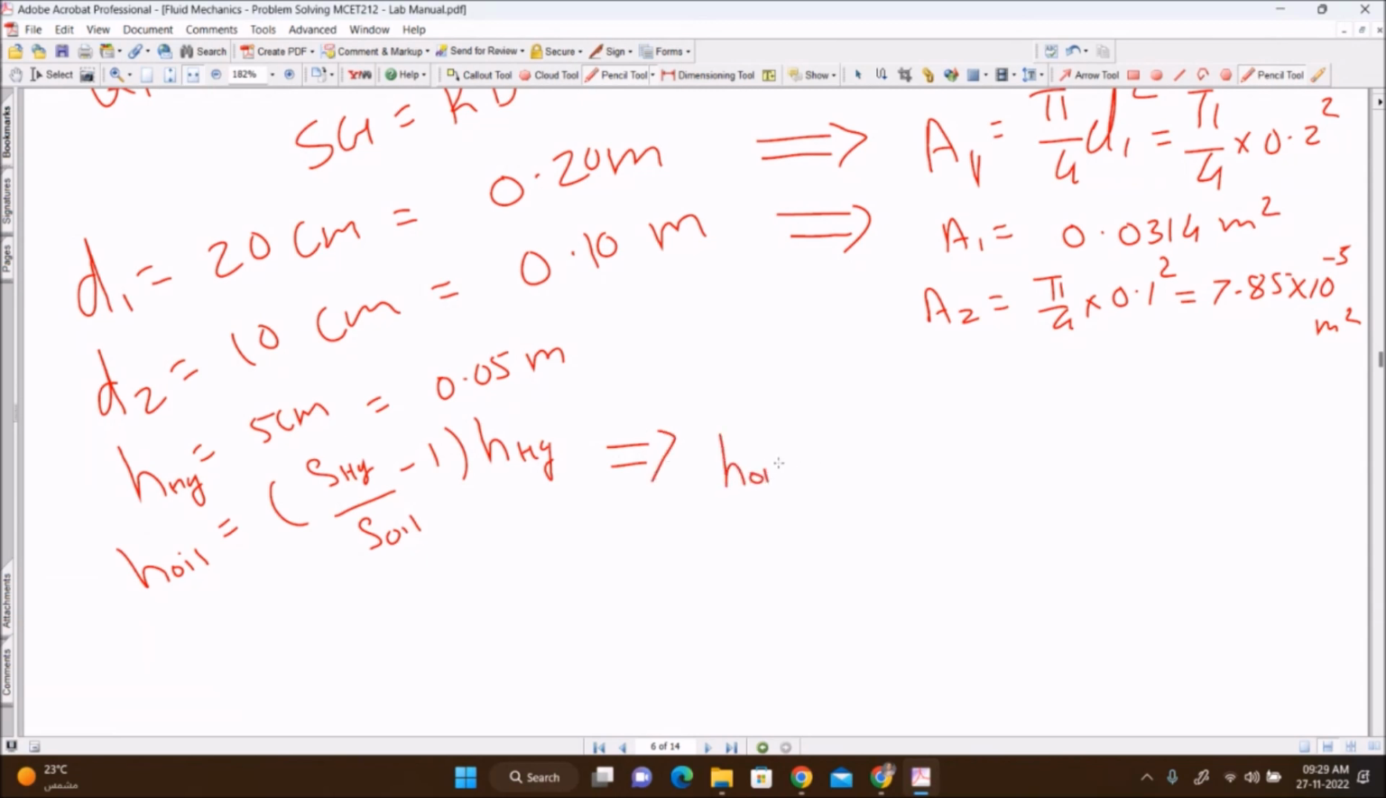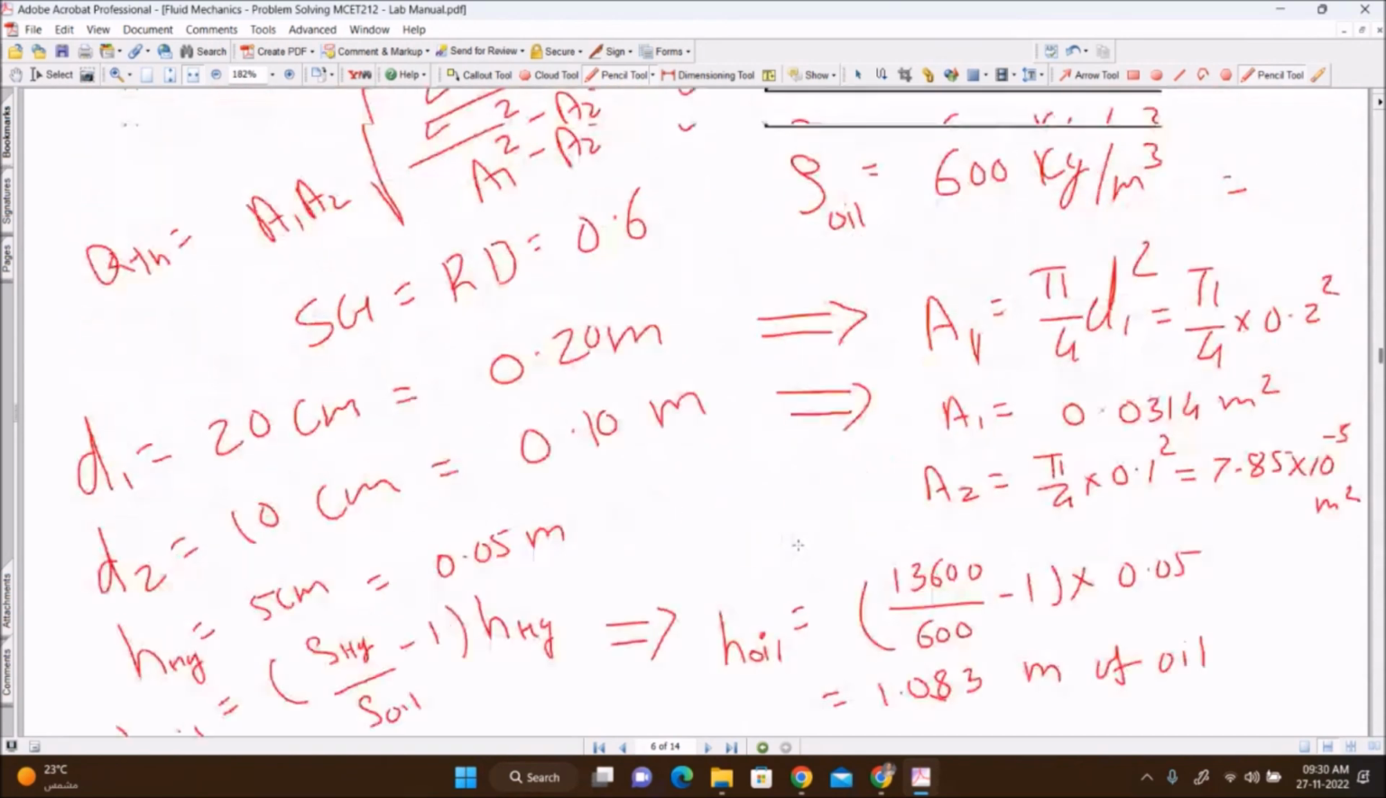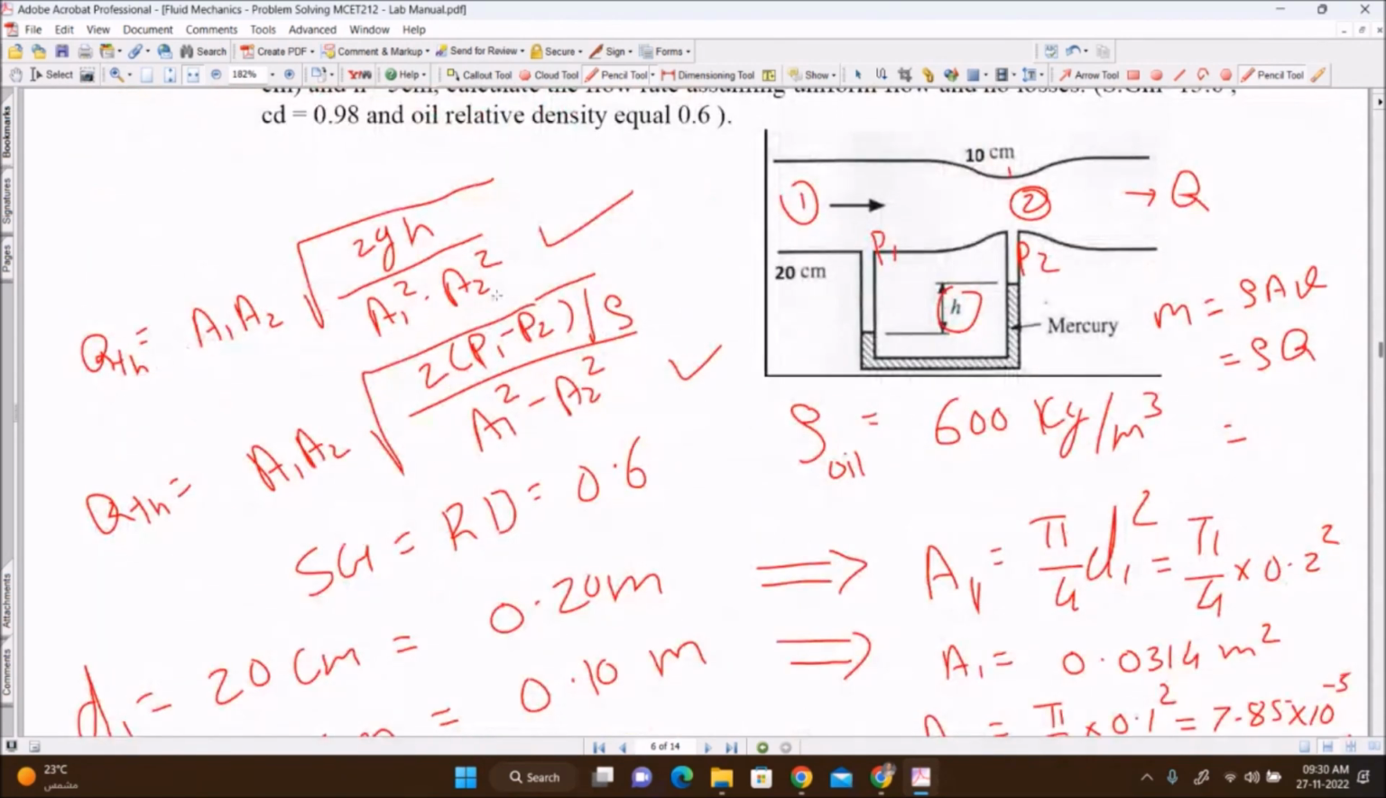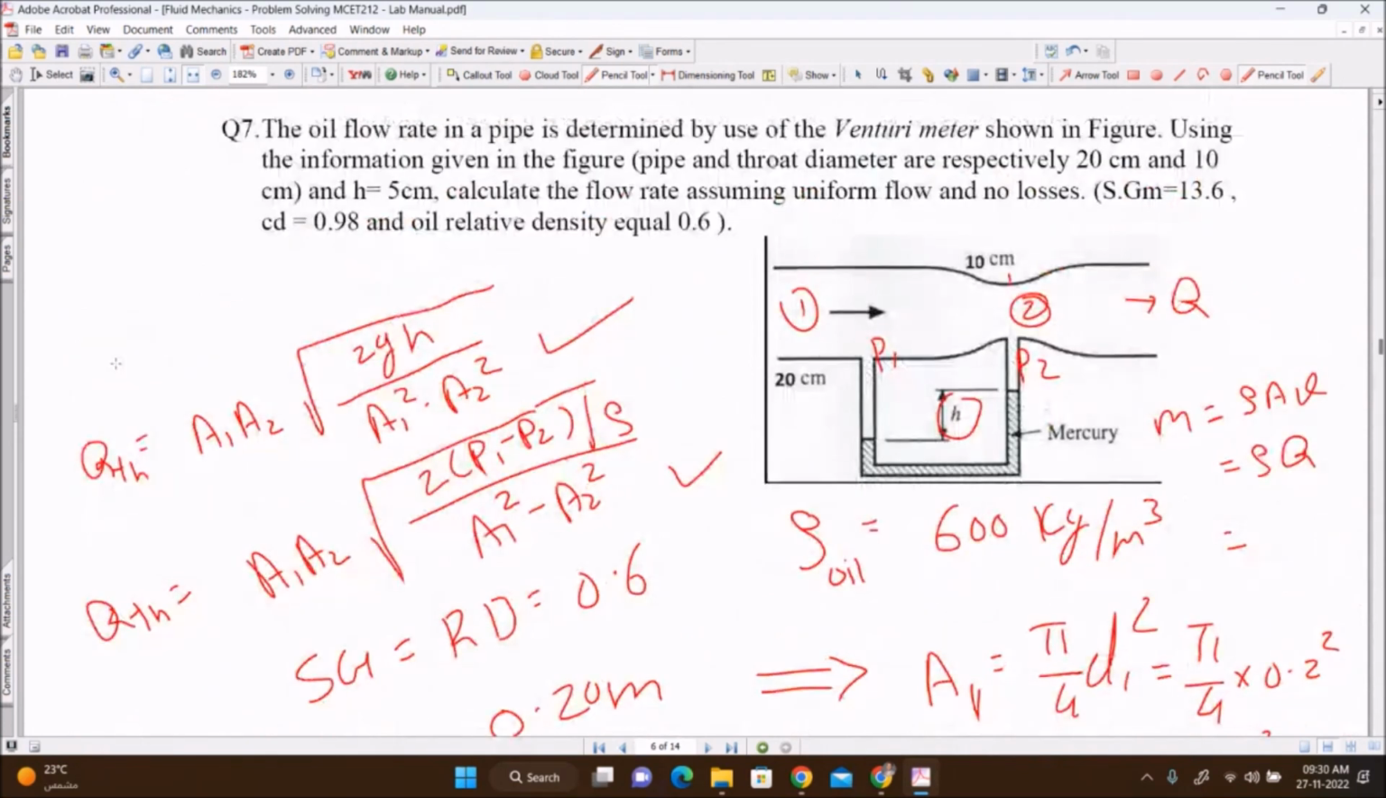So I can find H of oil is equal to, the density of mercury is not given, it is 13,600. If not given, assume it. Density of oil is given, 600, minus 1. The height of mercury is 0.05. So you get 1.083 meters of oil, because we are interested in oil, not in mercury. Mercury is a tool to measure the H only. Okay, so H of oil is known to you. Now H is known, area is known, I can find out theoretical discharge.